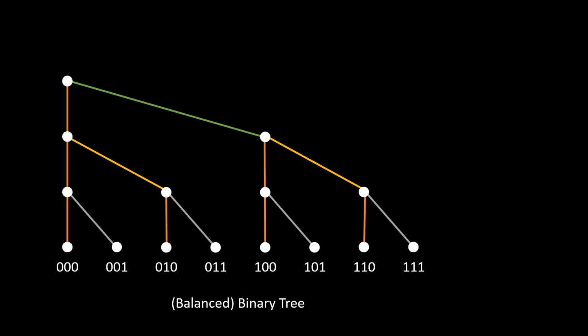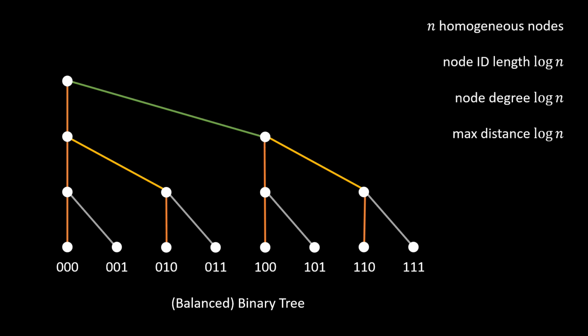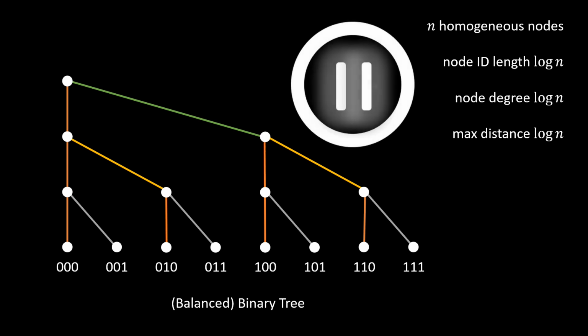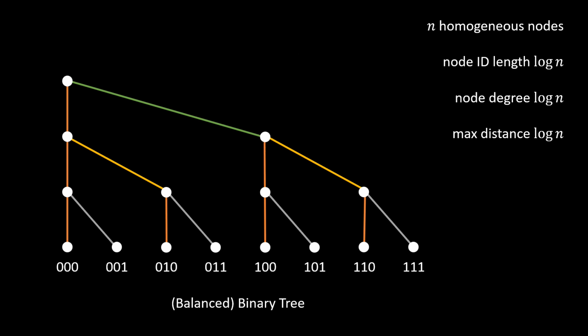Only one hypercubic property is missing from the binary tree. The four properties are shown here for reference. Please pause the video and think which of the four is missing. The answer is that the binary tree is not homogeneous at all. The root of the binary tree is very different from all the leaves at the bottom.